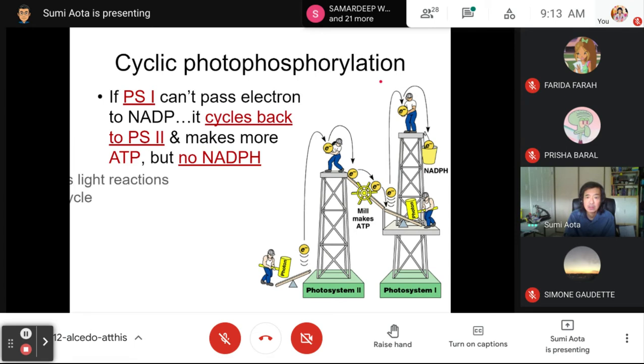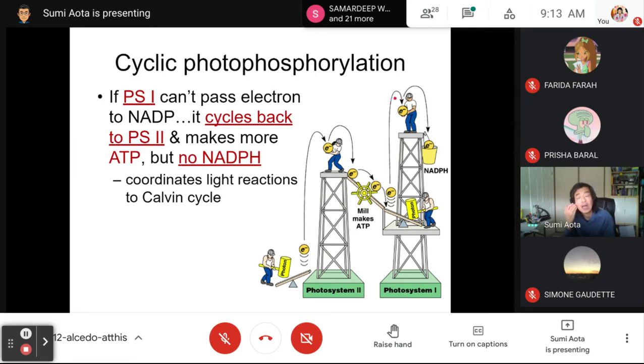Okay? And I'll explain why this happens in a minute. I'll give the explanation first, then I'll tell you why. What this does is it coordinates the sugar synthesis process with the energy available from the light reactions. Okay, so it's a coordination step.